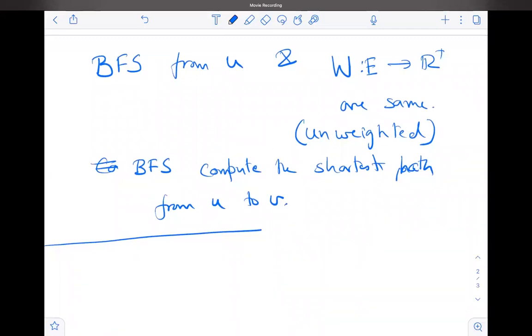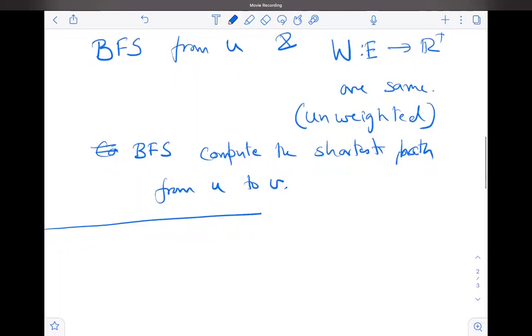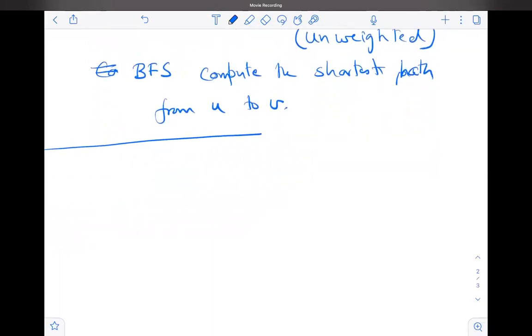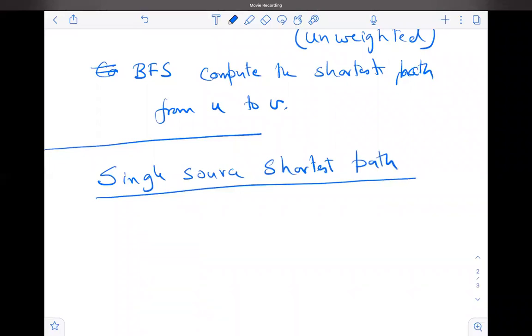If you think of solving this problem, with this U and V, it is actually easier to think of what is known as the single source shortest path problem. What is a single source shortest path? I wanted to know the shortest path between U and V, but instead I would find the shortest paths from U to all other vertices.